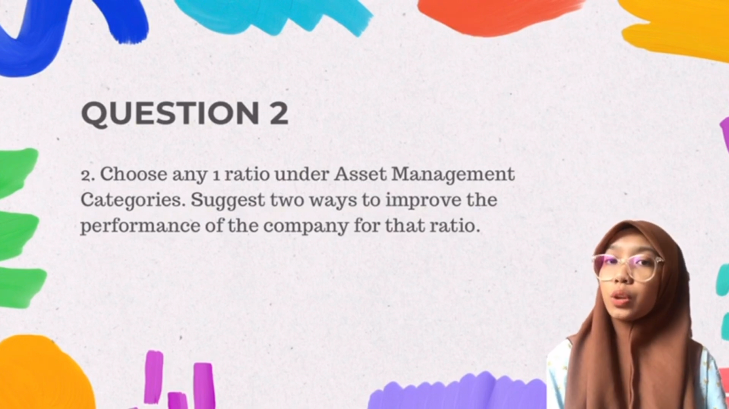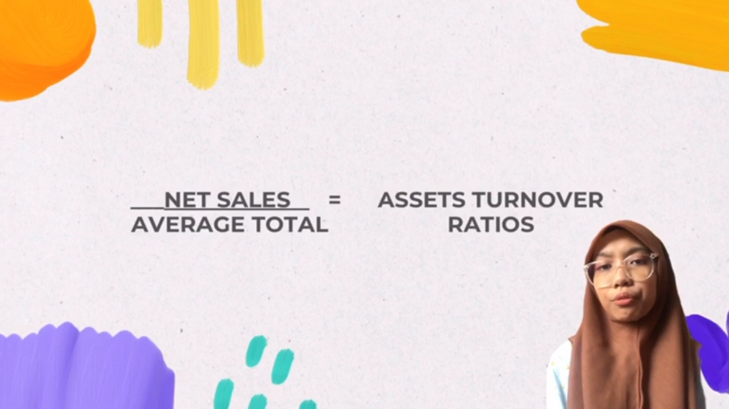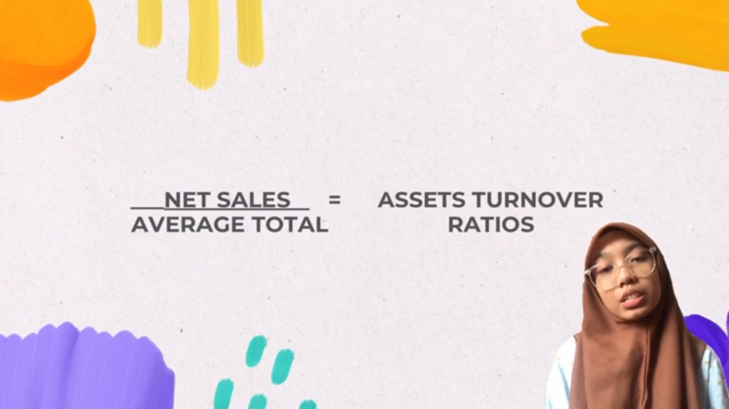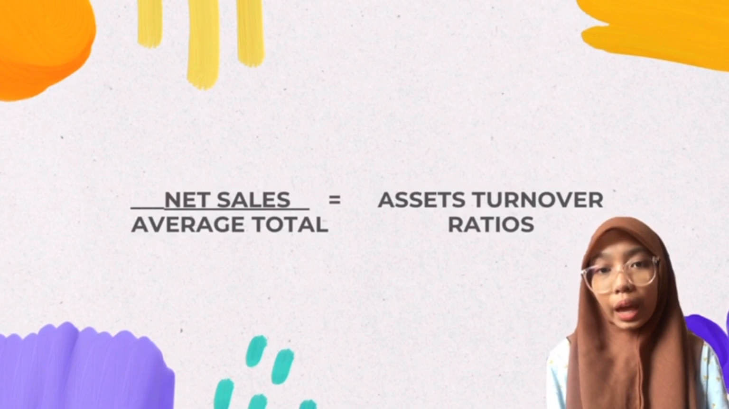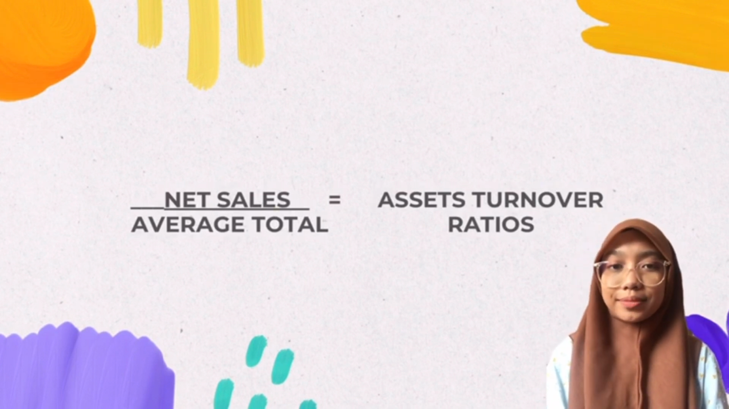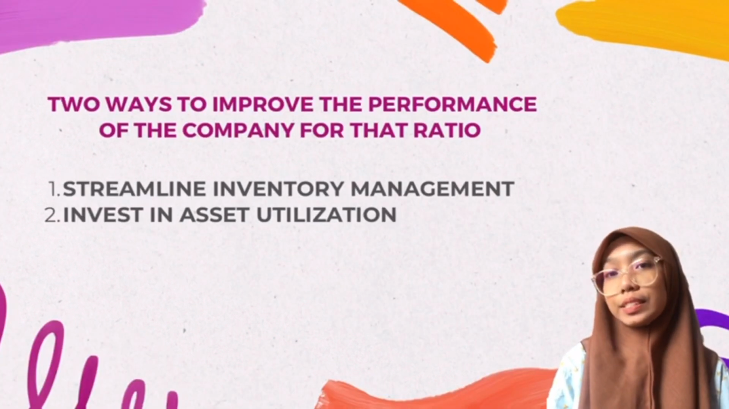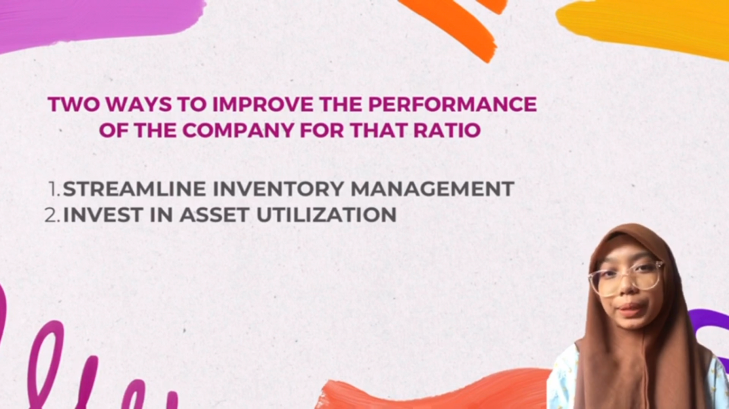So, as we know, the asset turnover ratio is one of the ratios that are frequently employed in asset management categories. To get the asset turnover ratio, we have to get the net sales divided by the average total assets. So, by using this ratio, here are two ways to improve the performance of the company.